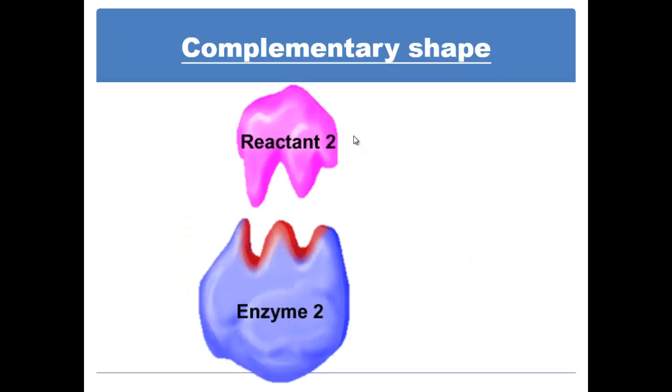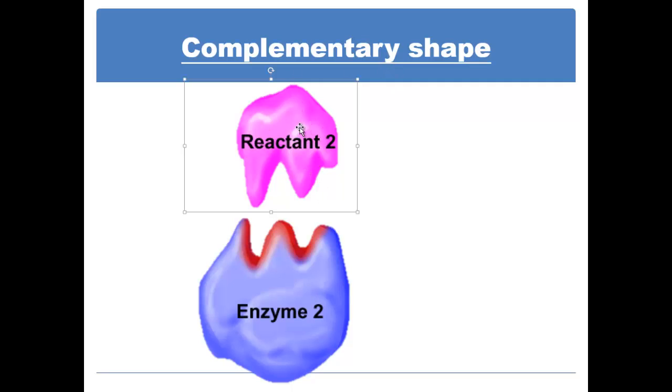Okay, so let's take a look at this example. The shape for the substrate and the enzyme itself, we call that complementary shape. The reason why we cannot call them the same shape is because, of course, they're not the same. So what does it mean by complementary shape then?